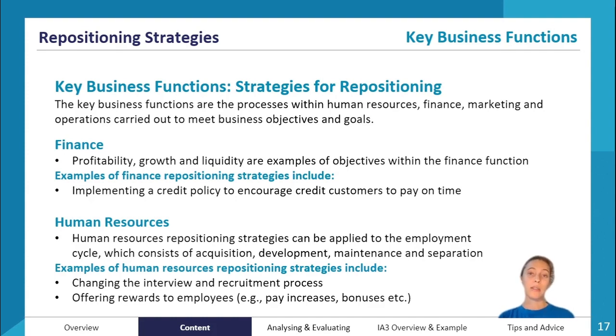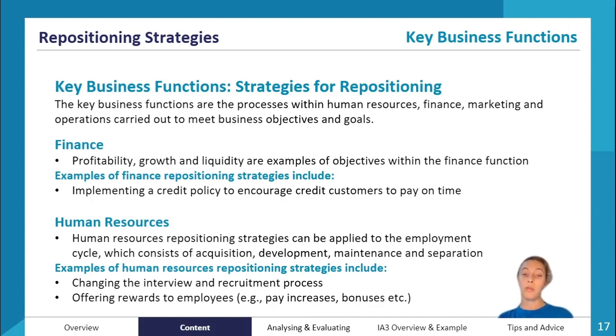Now, human resources, this is all about people. So human resources repositioning strategies are all about the employment cycle. So that consists of acquisition, getting your employees, development, so training the employees up to be fit for the role, maintenance, so making sure they are up to date. Training is usually an ongoing process in any business. And then separation, if the employees do end up leaving, then that's when they separate from the business.